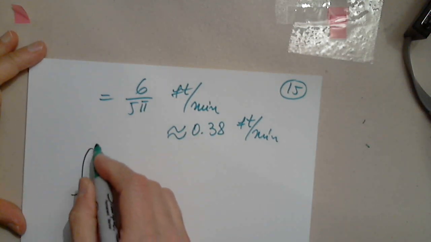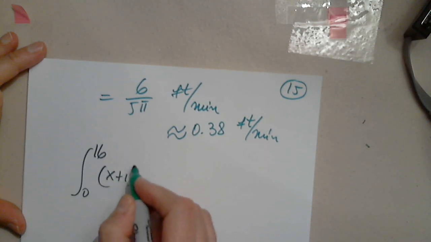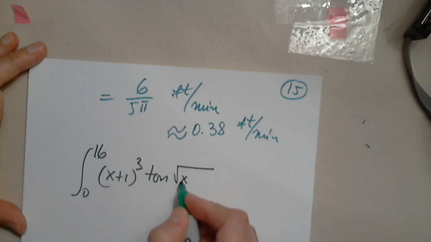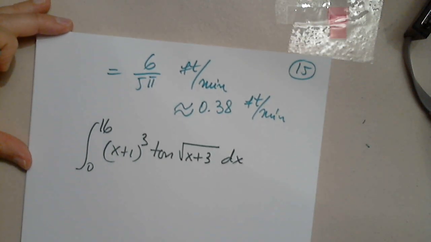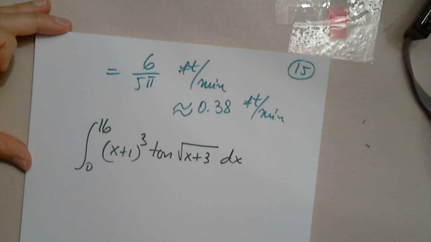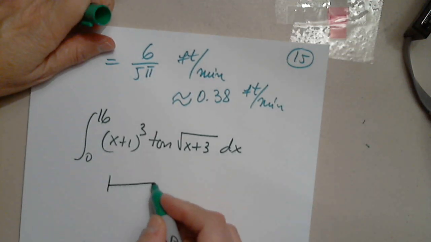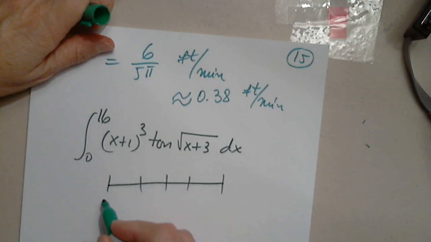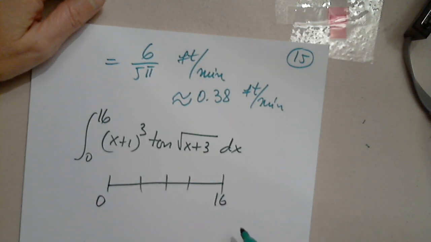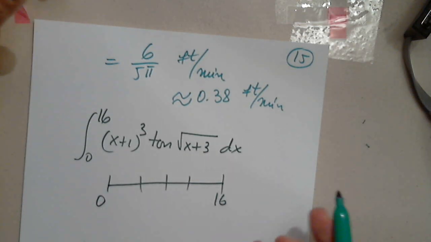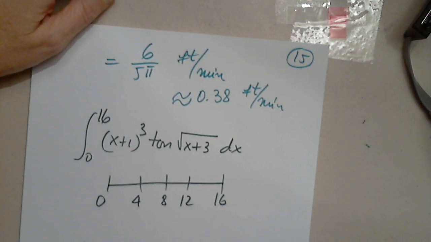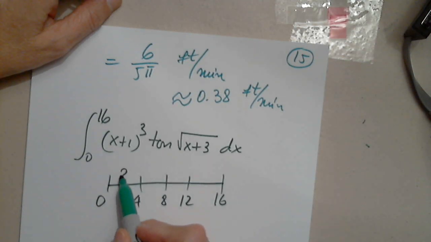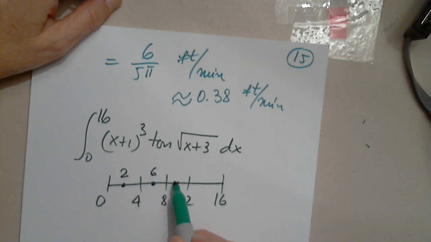So we have the integral from 0 to 16 of (x plus 1) to the third, times tangent of the square root of x plus 3, dx. They want four decimal places and four subintervals. I'll split the interval into four subintervals from 0 to 16. So 16 minus 0 divided by 4 is 4. So the endpoints will be 4, 8, and 12. The midpoint then will be 2. The midpoint will be 6. The midpoint will be 10. And the midpoint will be 14.